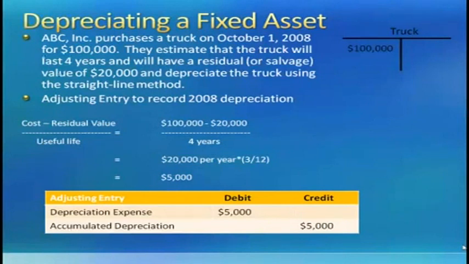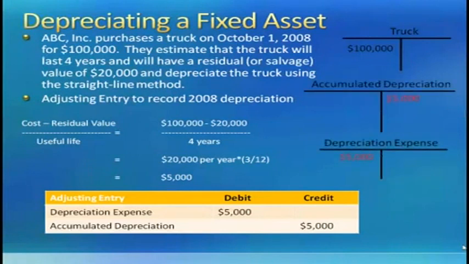So we do leave the truck alone at the $100,000, and we reduce the value of the truck through an accumulated depreciation account. So the carrying value of this truck at the end of 2008 is $95,000, or the book value of the truck at the end of 2008 is $95,000, which represents the $100,000 that you paid for the truck minus the $5,000 that we've depreciated it.